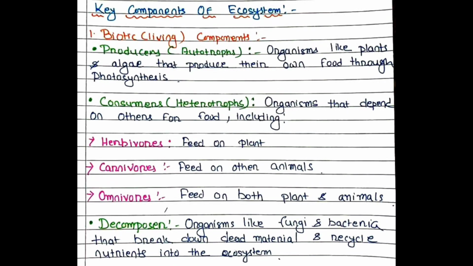Then comes the decomposers, the organisms like fungi or bacteria that break down the dead material and recycle the nutrients into the ecosystem. So the components which decompose the dead material are known as decomposers, and their work is to recycle the nutrients into the ecosystem. So they are also a very important part of the ecosystem. These are the biotic components of the ecosystem.